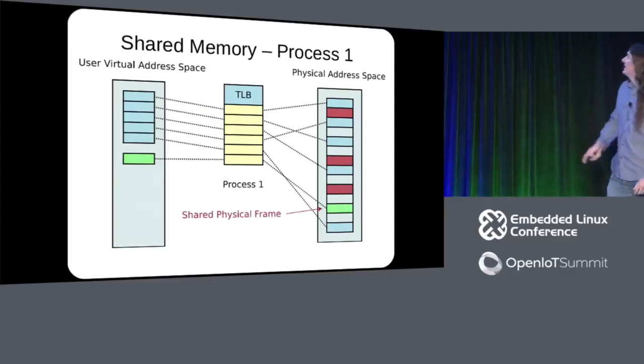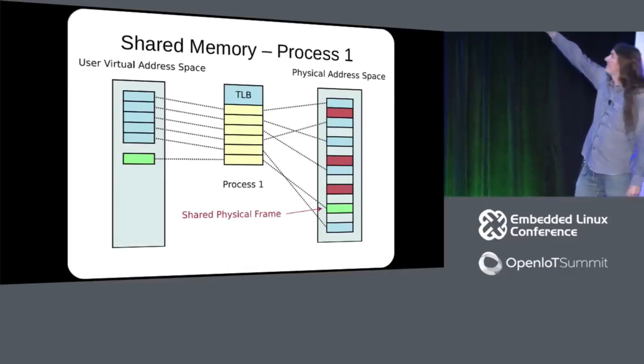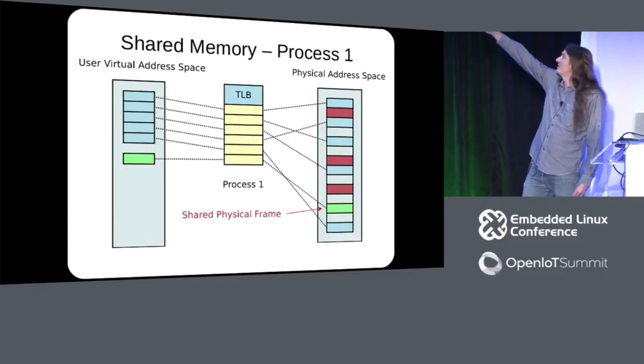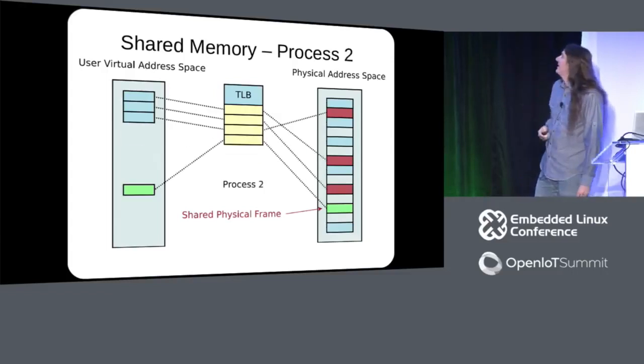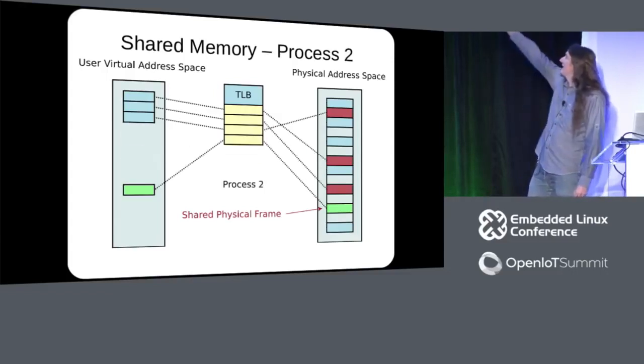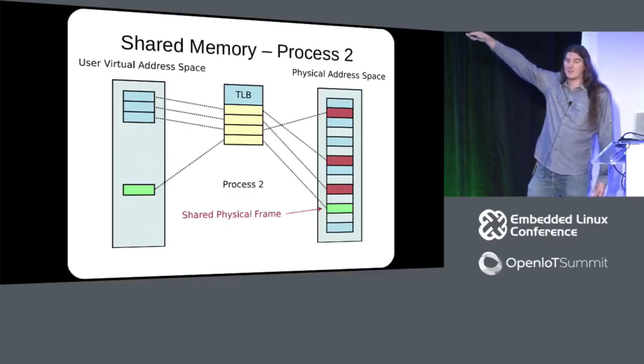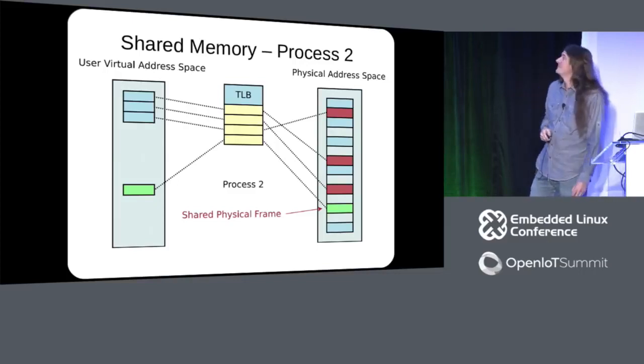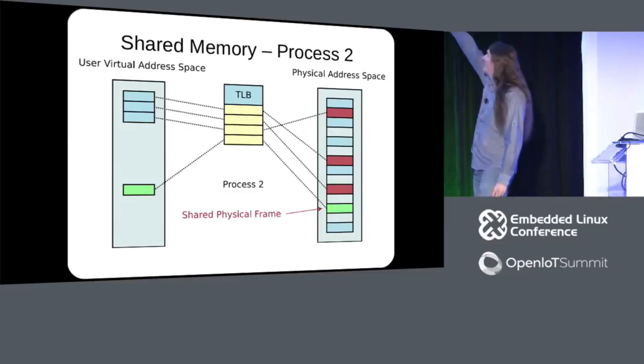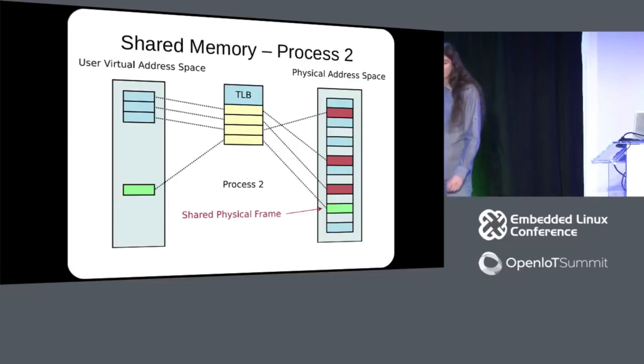So let's have a look here. We can have one physical frame in process 1, and it's mapped to a section in virtual address space. And then in process 2, we have that same shared physical frame, and it's mapped to a completely different address. But the point is that this frame is mapped into both processes.